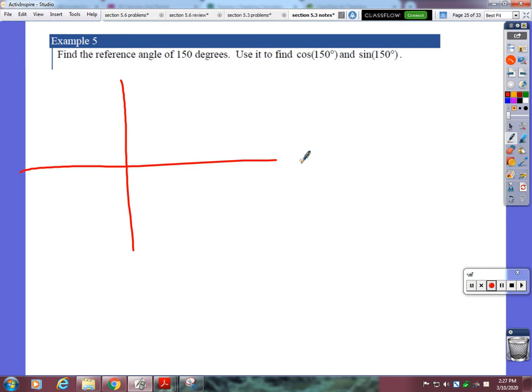I'm going to find the cosine of 150 degrees and the sine of 150 degrees. So we're putting together all the things we've learned so far in this chapter. I'm going to start at the positive x-axis. I'm going to go 150 degrees, which puts me right about there.